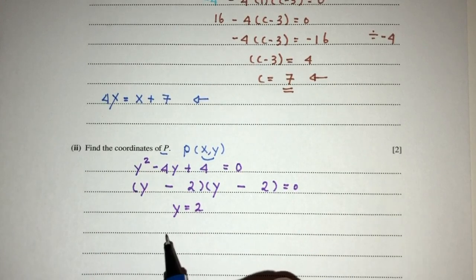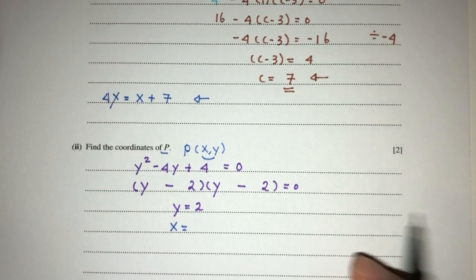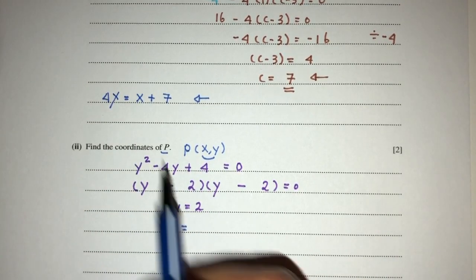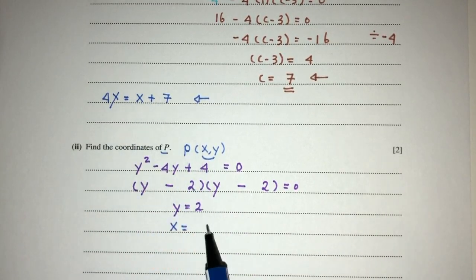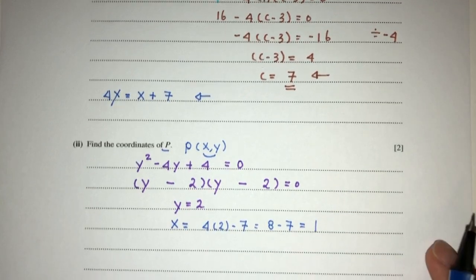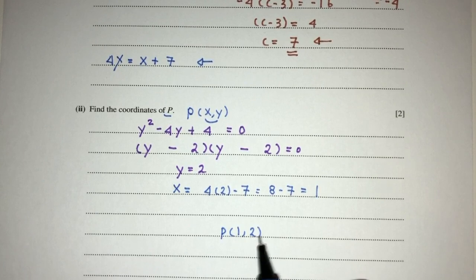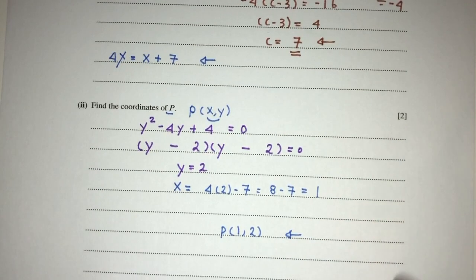Let's find the corresponding value of x by replacing back in the equation of the line. You will have x equal to 4y minus 7. So 4 times 2, minus 7. That will be 8 minus 7, which is 1. Now, this is your point P, which is (1, 2). And that is your question number 2.